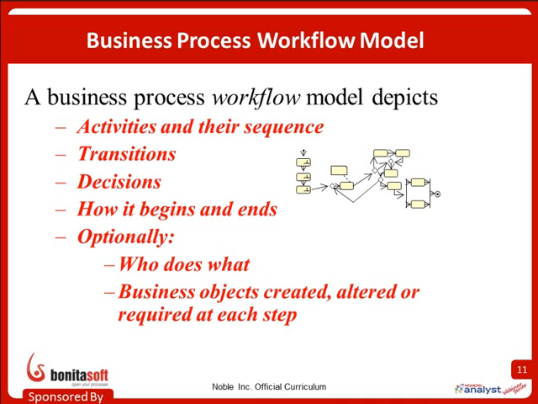in some versions of a workflow model, you'll also see who does what. For any of you who use swim lane workflow diagrams, I'm talking about the swim lanes as a way of indicating that. And you may also show on that diagram business objects that are created, altered, or required at any step. I'll talk a little bit more about business objects, but for now, we can think of that as artifacts. So maybe a report is produced, or maybe the status of an application changes because of a certain step. That will be shown on the business process workflow model as well, optionally.